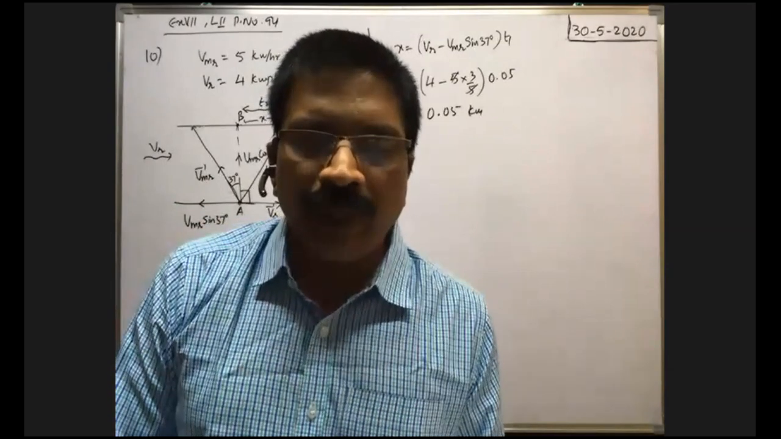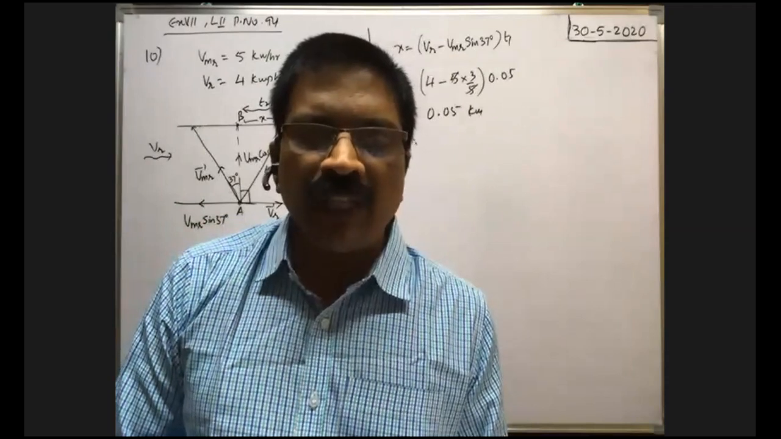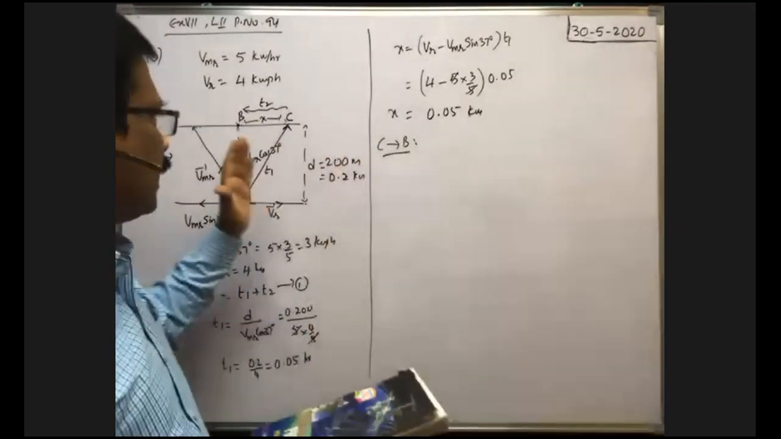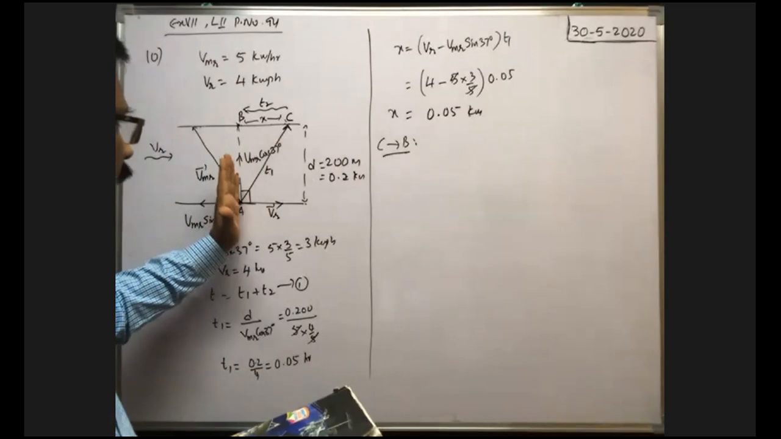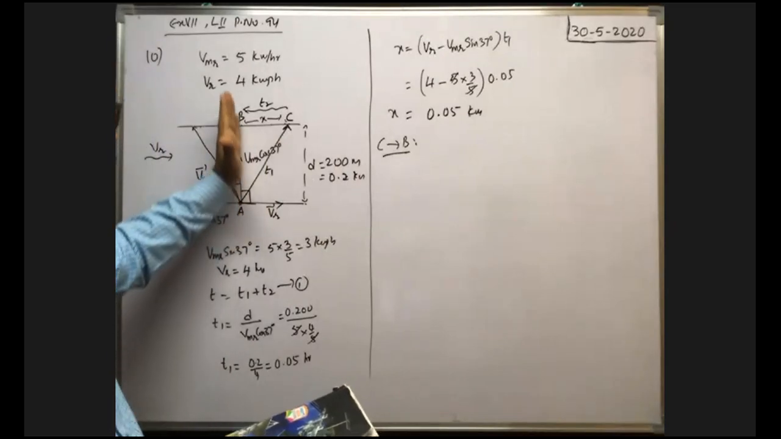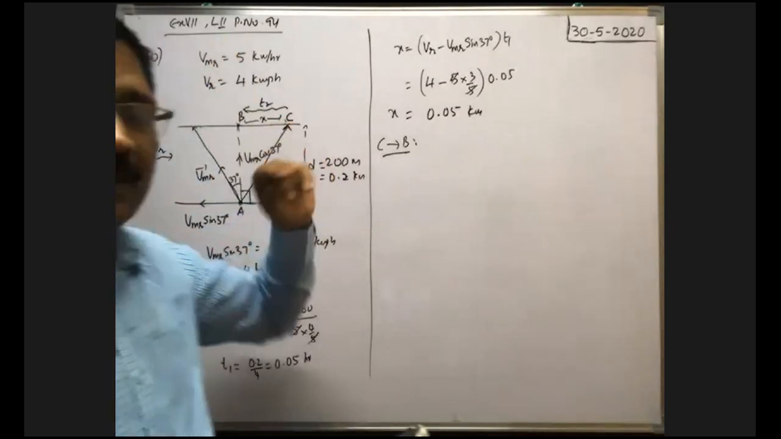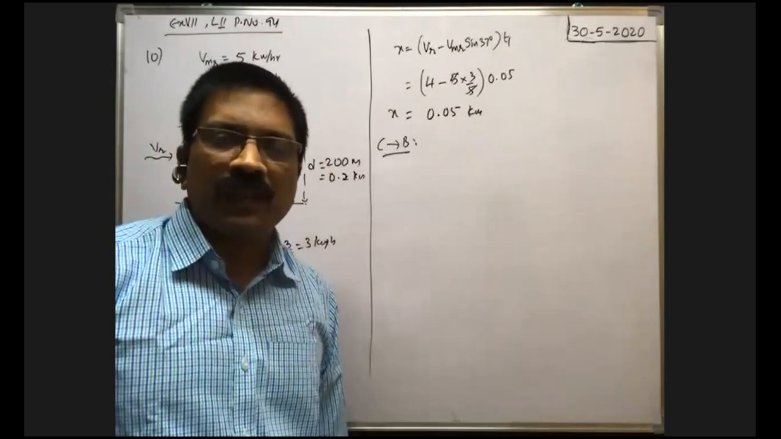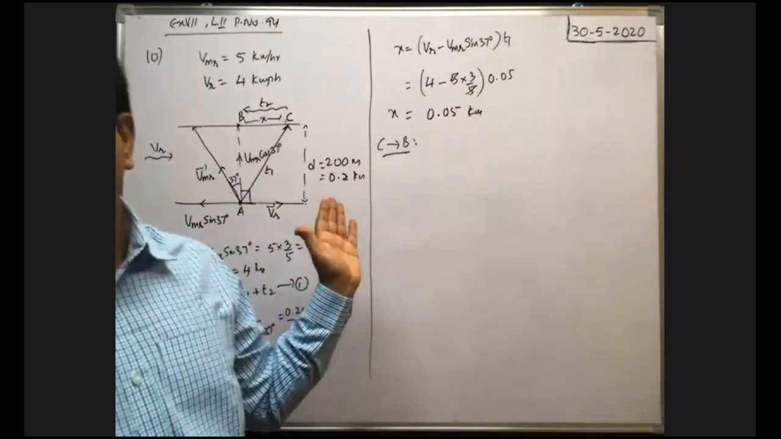T into D by VBR, that is the case whenever you swim along the direction perpendicular to the direction of river flow like this. That is the shortest time. That is the case of shortest time. It is not the shortest time case here.